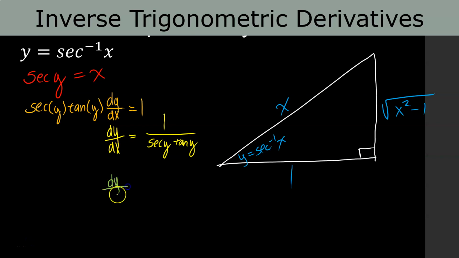So dy over dx is going to be equal to 1 over, well, what's tangent of y? That's going to be the opposite side divided by 1, so just the square root of x squared minus 1. And secant of y is equal to x. Except we need absolute value on that x to keep the derivative, the instantaneous rate of change, having the correct slope. Turns out inverse secant only ever has positive slopes. I think I have another video on that if you are interested. Or there are other videos on YouTube if you need.